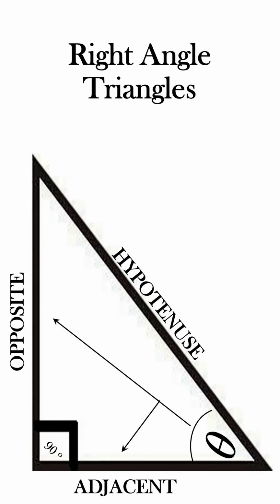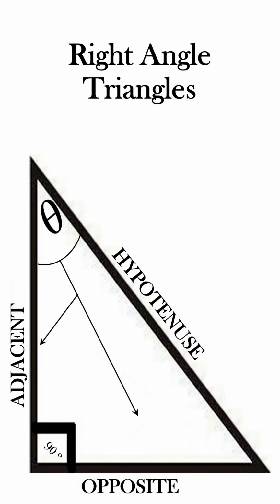Now, if we shift the angle in question, we can see how the opposite side changes and the adjacent side changes. Again, the opposite side is always opposite the angle and the adjacent side is always next to the angle. Now we'll take a look at sine, cosine, and tangent, and these are each ratios of sides of a right-angled triangle.